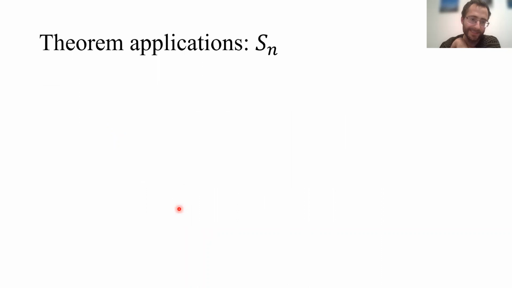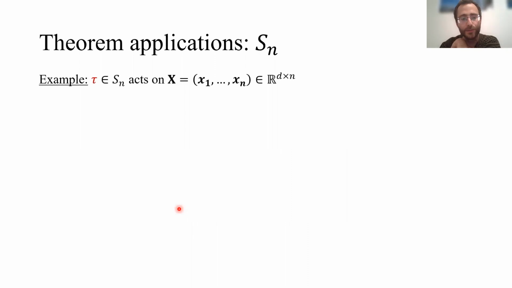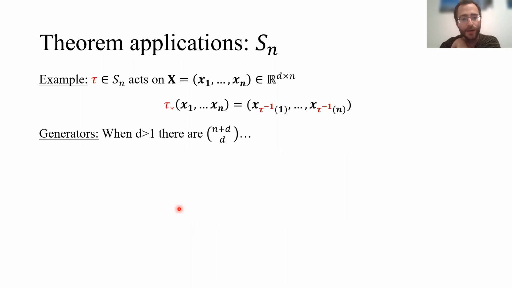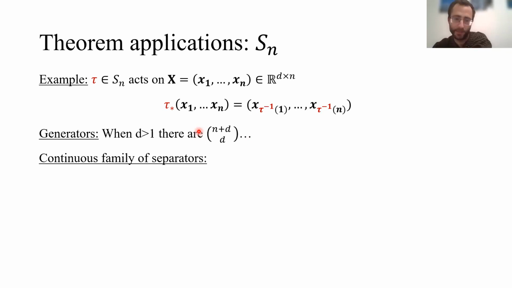Okay, so we have this. Now, what happens when d is larger than 1? Then the number of generators becomes very big, so we're not happy with that anymore. What we can do instead is try to build a continuous family of separators, and then we know that we get the right cardinality and everything. So the way we do this is as follows.